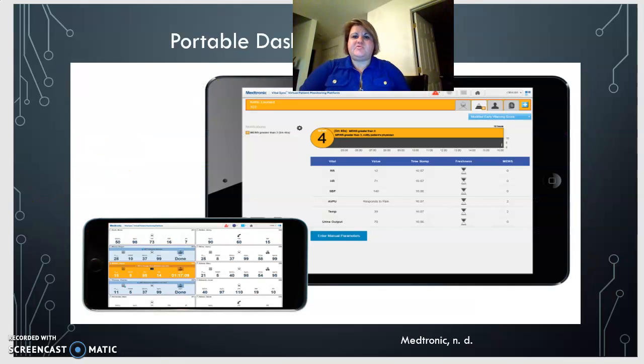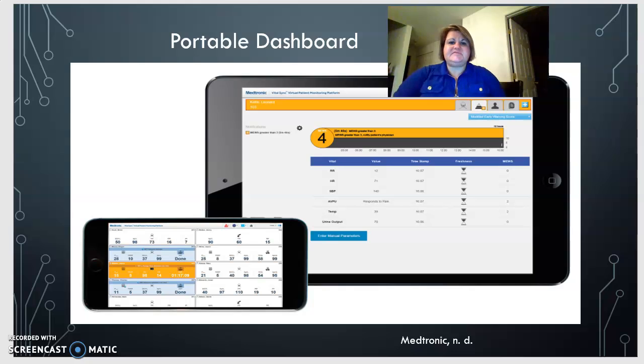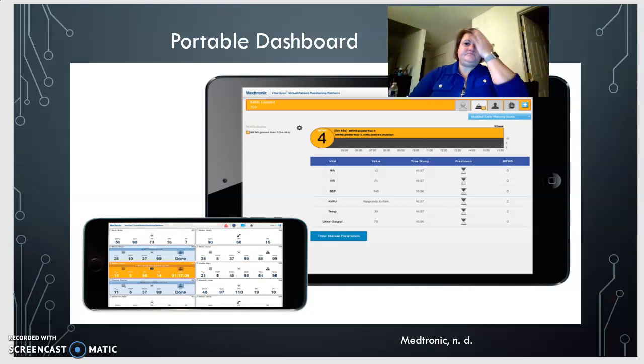This is the portable dashboard. This is the dashboard where the physician can access the patient's information. Once the third-party device information gets put into the VitalSync platform, you'll be able to remotely access it through a smart device or smartphone, and this is what the dashboard looks like. So if the doctor wants to take a look at how his patient's doing on the ventilator, all the settings will be right there. And the larger one is the early warning system one.